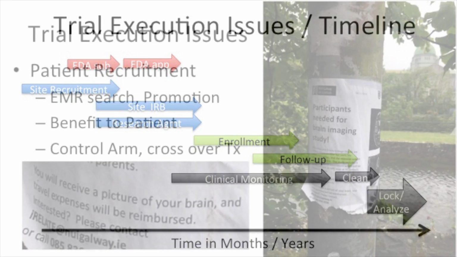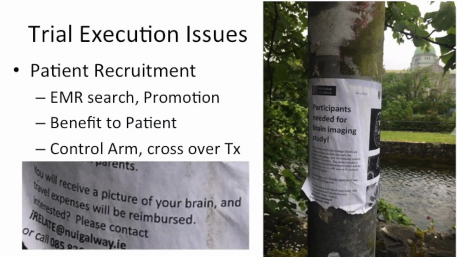All sorts of approaches are used to promote a trial. As was done for this imaging trial in Galway, Ireland, posters were put up on trees in the city. However, today, internet-based promotional programs and searches of a hospital's electronic medical record are more often used to identify and bring patients forward for consideration. The difficulty of actually enrolling a patient will also depend on the benefit to the patient. In this imaging trial, the benefit was, quote, you will receive a picture of your brain.